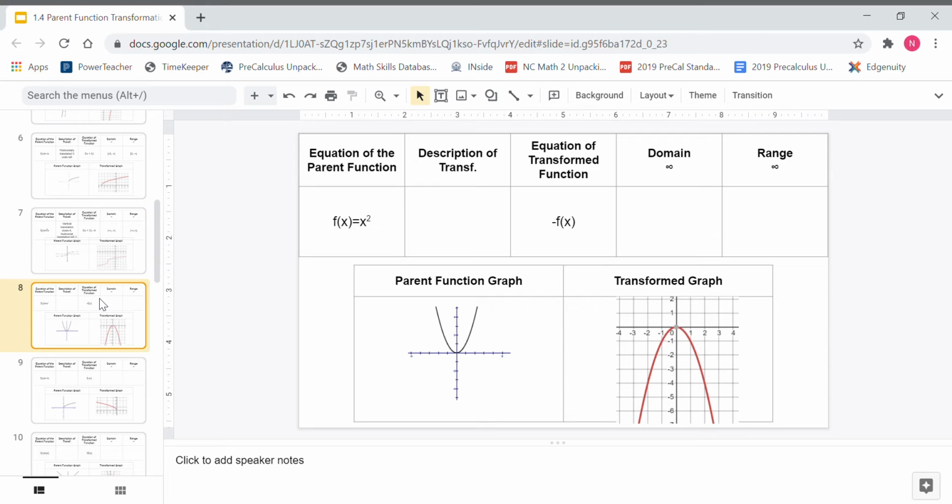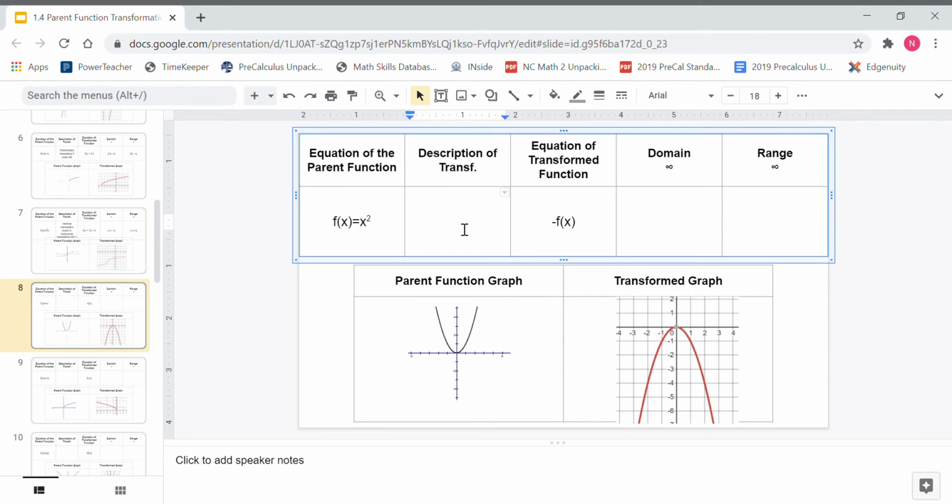If we look at number 8, we have our original function x squared. That's a quadratic; it creates a parabola. The equation of the transformed function is negative f of x. If you look at your graph, it flips it over the x-axis, so mathematically we say reflection over the x-axis. That doesn't affect the domain, typically, but it does affect the range. The x-axis is the horizontal axis, but when you flip it over, you're actually making a vertical movement, and that's why it affects the range and not the domain. My range is now negative infinity to 0.